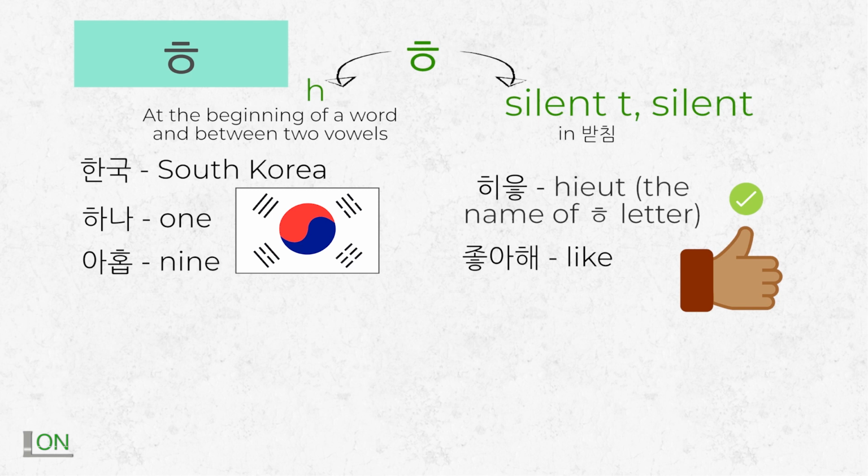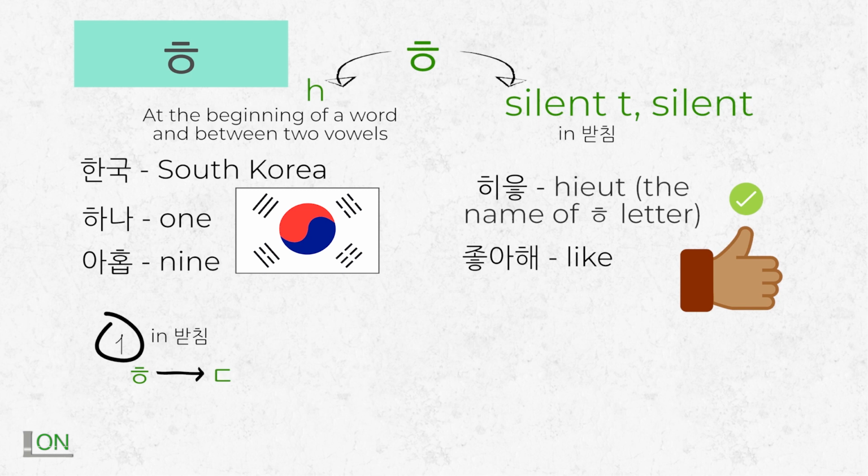But when after 초, then in 받침, this h is not pronounced, just silent. But with an example where it's the name of h letter, 히읏, we pronounce h here, but 읏, here we pronounce this h as silent too. In 받침, h is read as silent too.